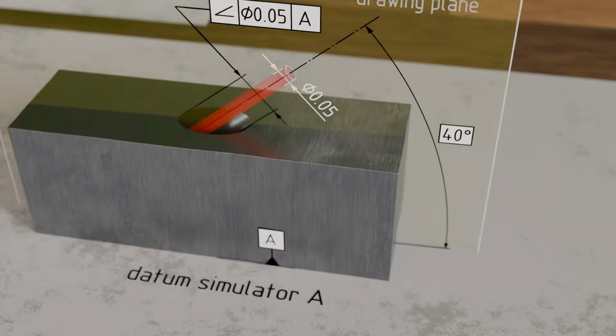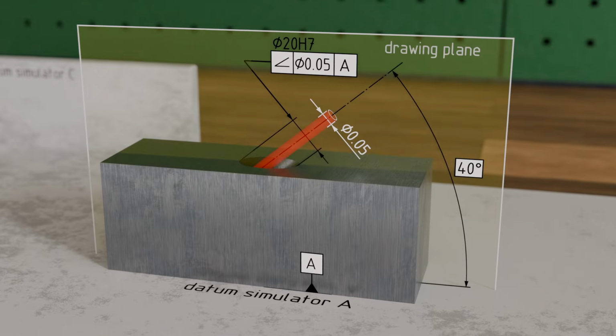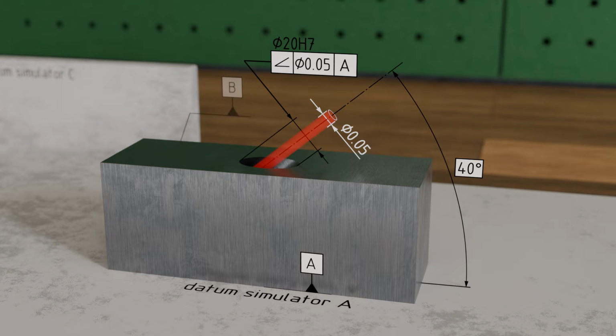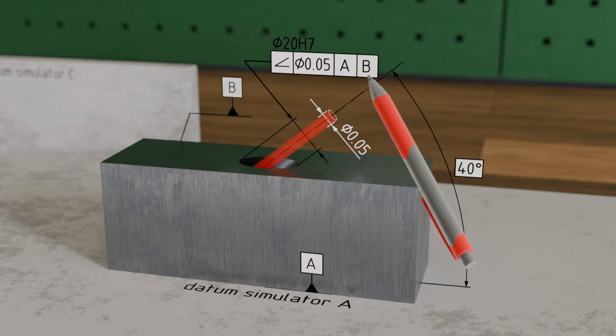If the function of the part requires it, an additional datum must therefore be specified in order to define the plane in which the axis of the tolerance cylinder must lie. In our case, this second datum B shall be the rear surface of the part. We therefore extend the feature control frame by adding another datum reference field with the corresponding datum letter B. We will later see that the order in which the datums are listed in the feature control frame also affects the orientation and position of the tolerance zone.